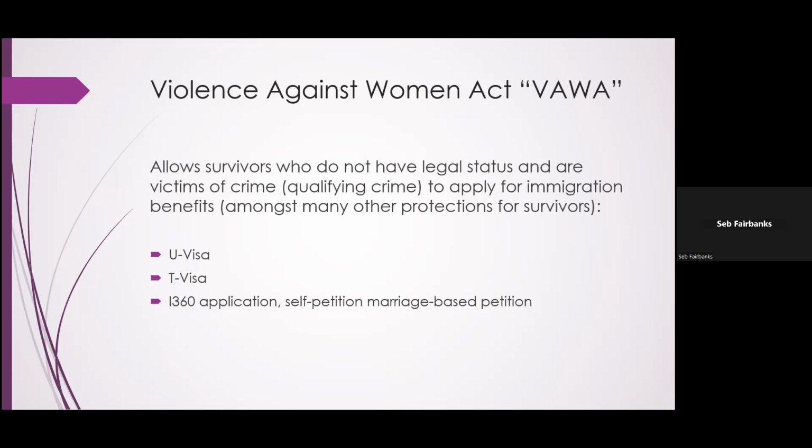The purpose of the U visa is to provide immigration protection to victims of certain crimes who have suffered substantial mental or physical abuse and are willing to assist law enforcement and government officials in the investigation or prosecution of the crime. And the purpose of the T visa is also to protect victims of severe forms of human trafficking and allow them to remain in the United States to assist in the investigation or prosecution of the human trafficking.